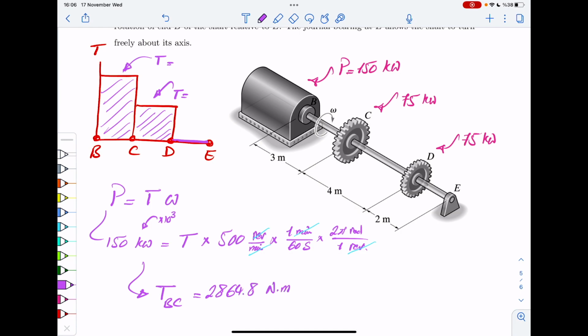Okay, so that's 2,864.8, and then half of it would be transmitted to C. So in CD, you have half of what is left, which is 1,432.4 Newton meter.